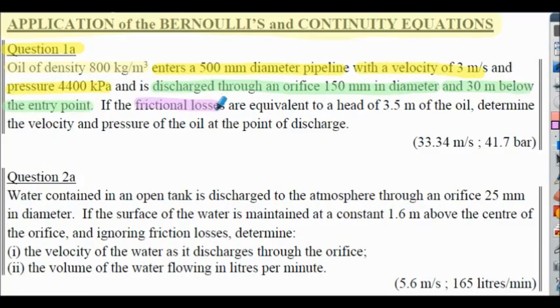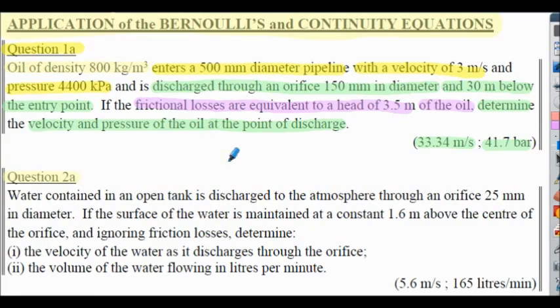The frictional losses are equivalent to a head of 3.5 meters of the oil. We've got to determine the velocity and pressure of the oil at the point of discharge. It's station 2 in our previous diagrams. The velocity and pressure are shown in the bracket here.